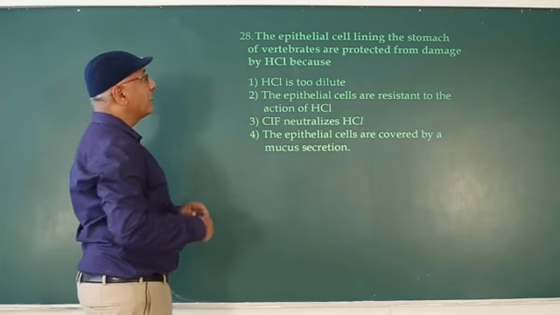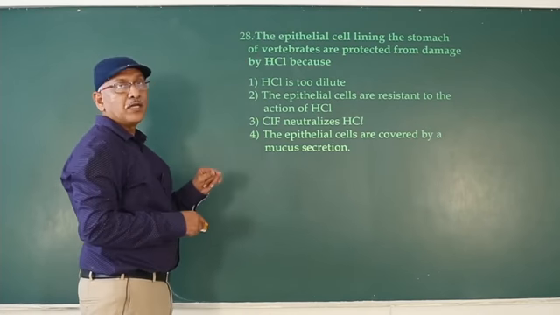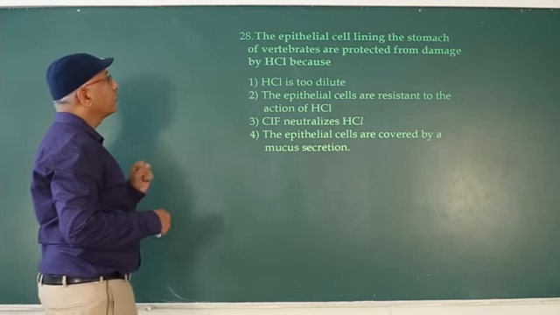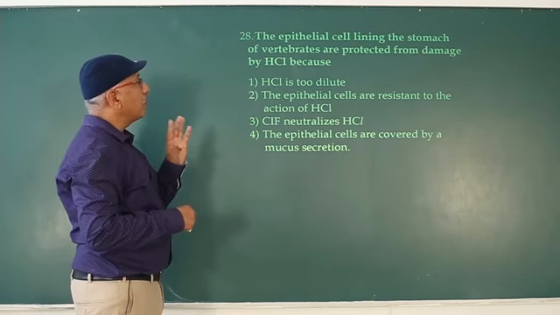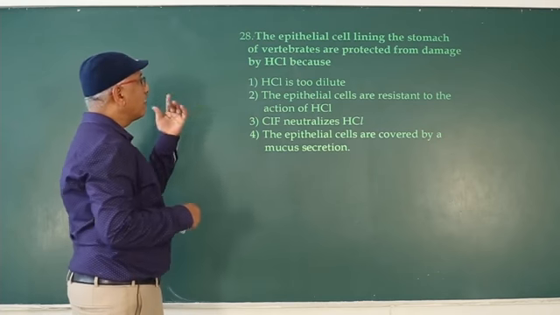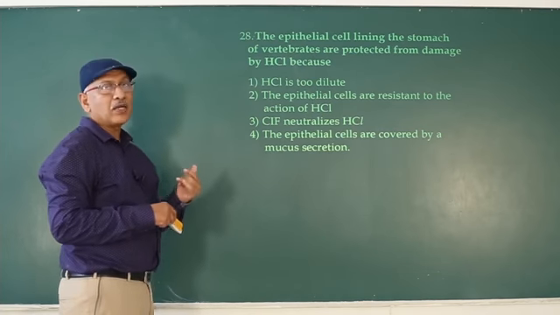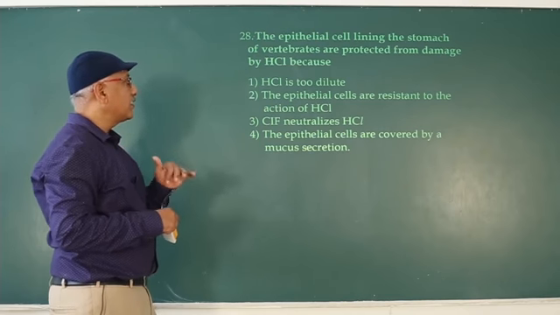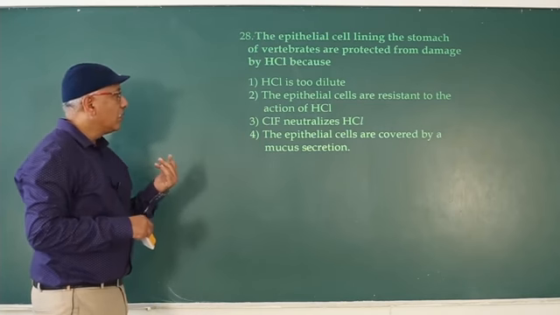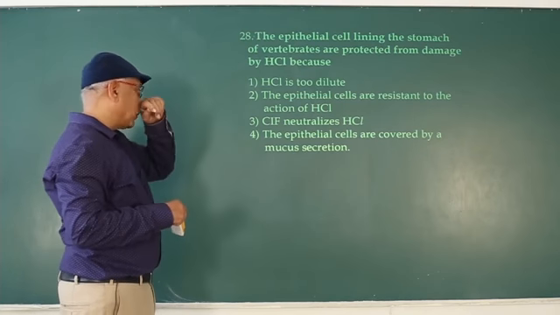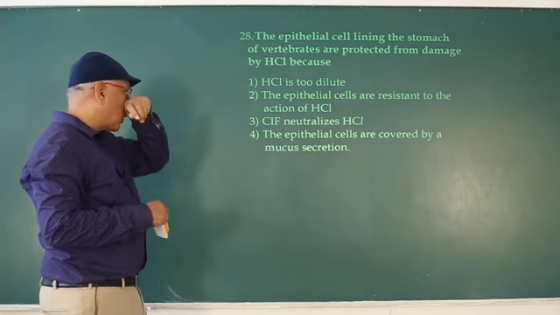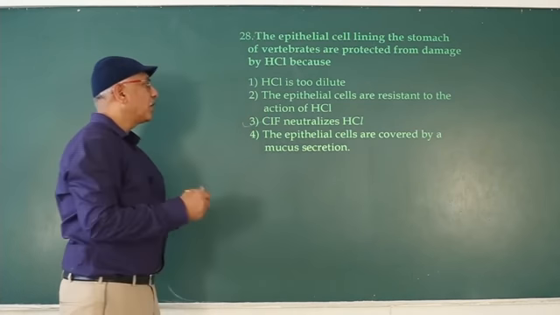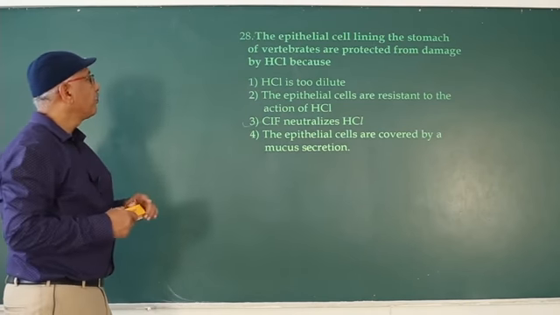Next one, the epithelial cells lining the stomach of vertebrates are protected from damage by HCl because HCl is too dilute, wrong. Epithelial cells are resistant to the action of HCl, wrong. CLF neutralizes HCl, wrong. The epithelial cells are covered by mucus secretion. So the answer is that they are covered by mucus secretion.